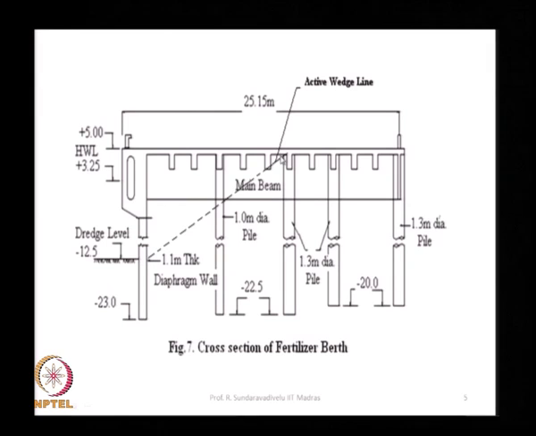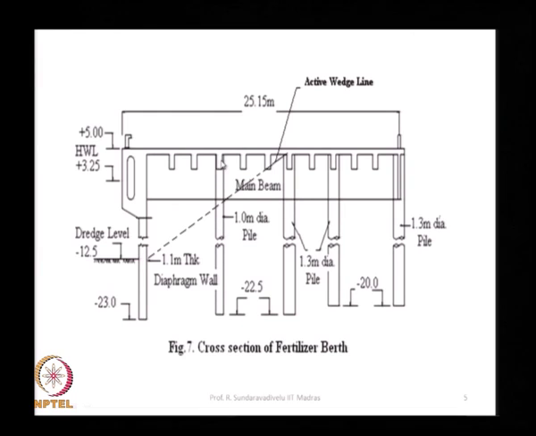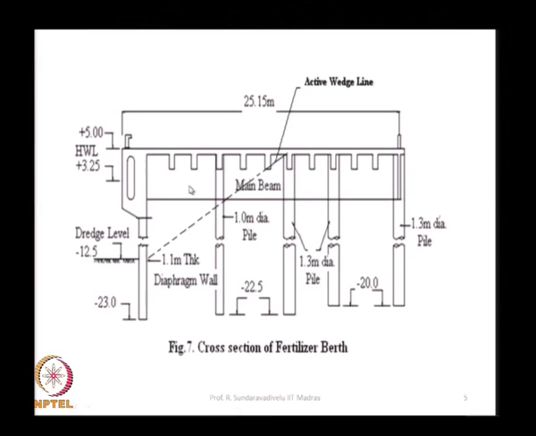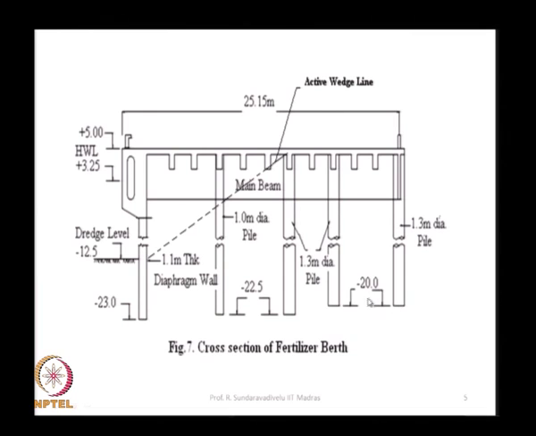In this angle of repose, the soil will not give any resistance to these piles. That is why we have gone for a smaller diameter pile, because we do not expect this to take more load, as it is in the active zone of the front diaphragm wall. The embedment depth is given about 11.5 meters below the bed level, that is about 23 meters, and these two front rows of piles are given 22.5 meter founding level. The last 2 rows are given minus 20 meter founding level.